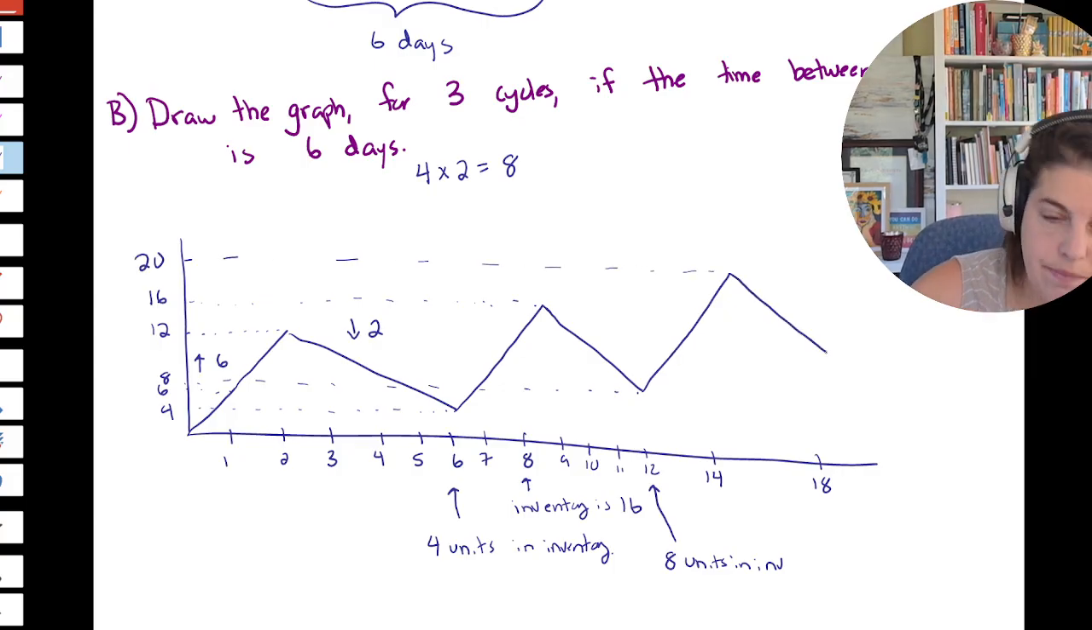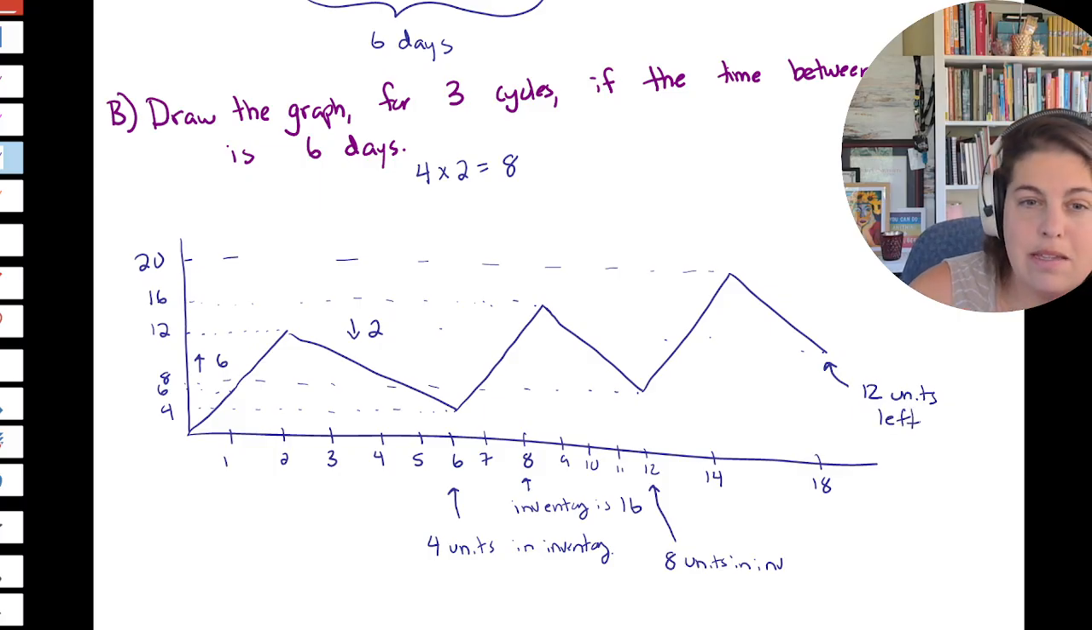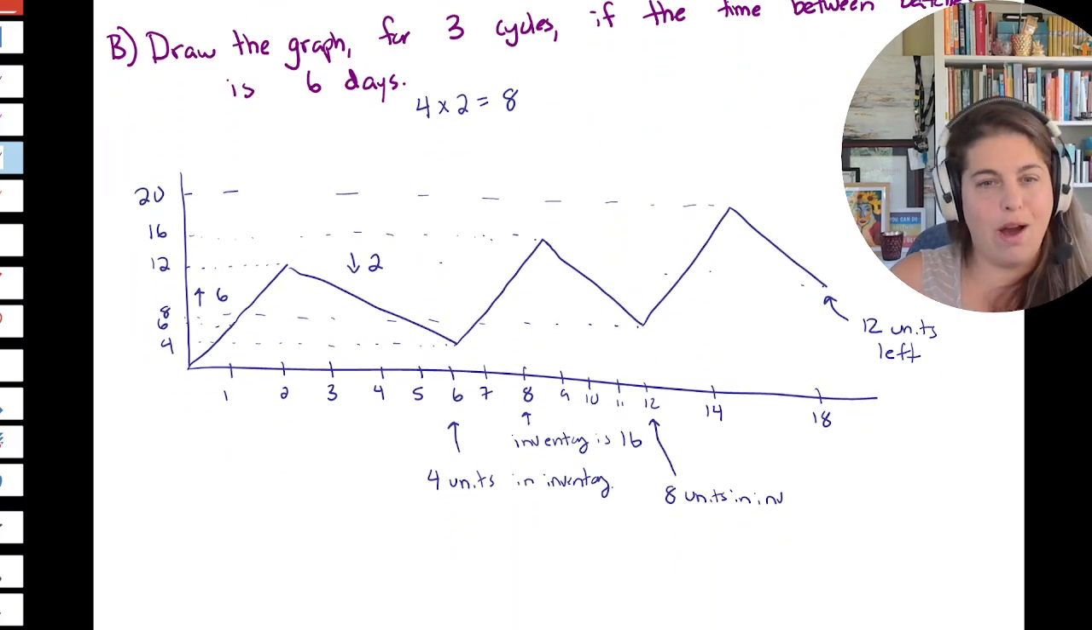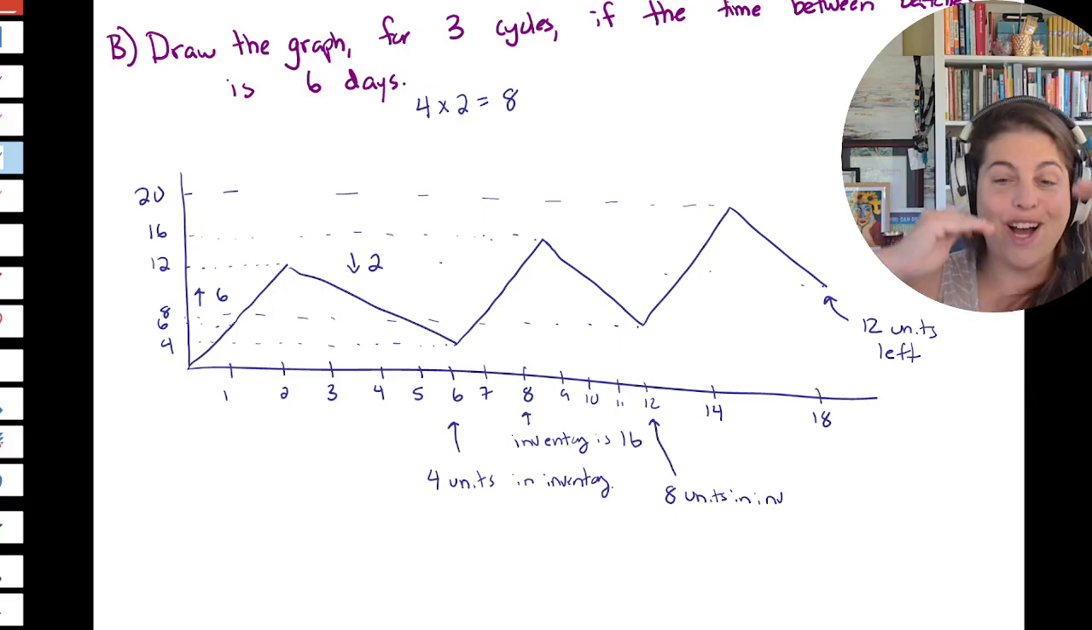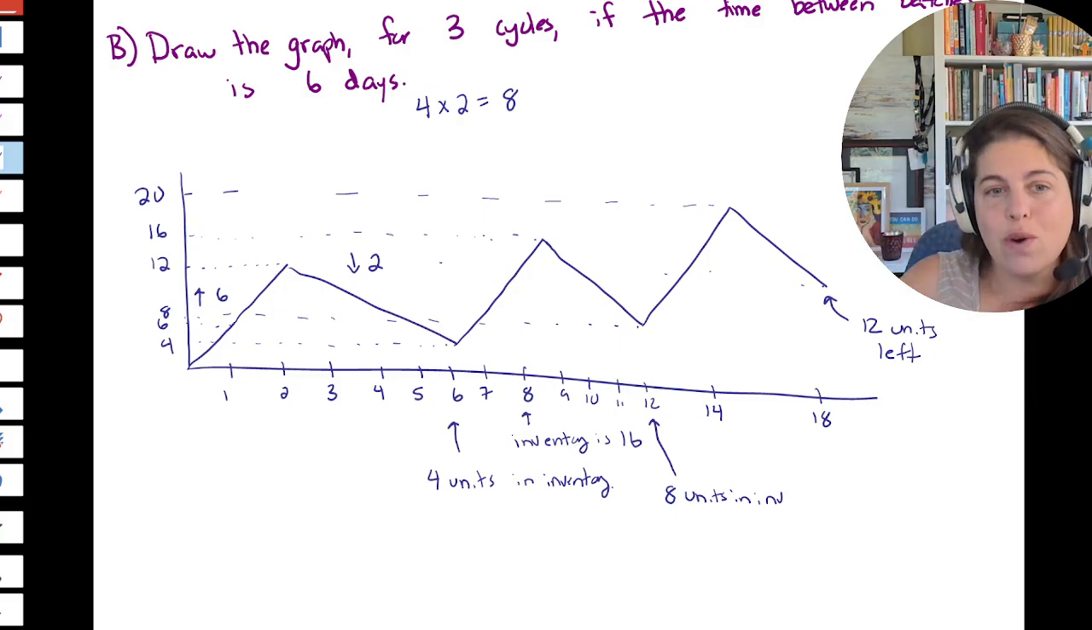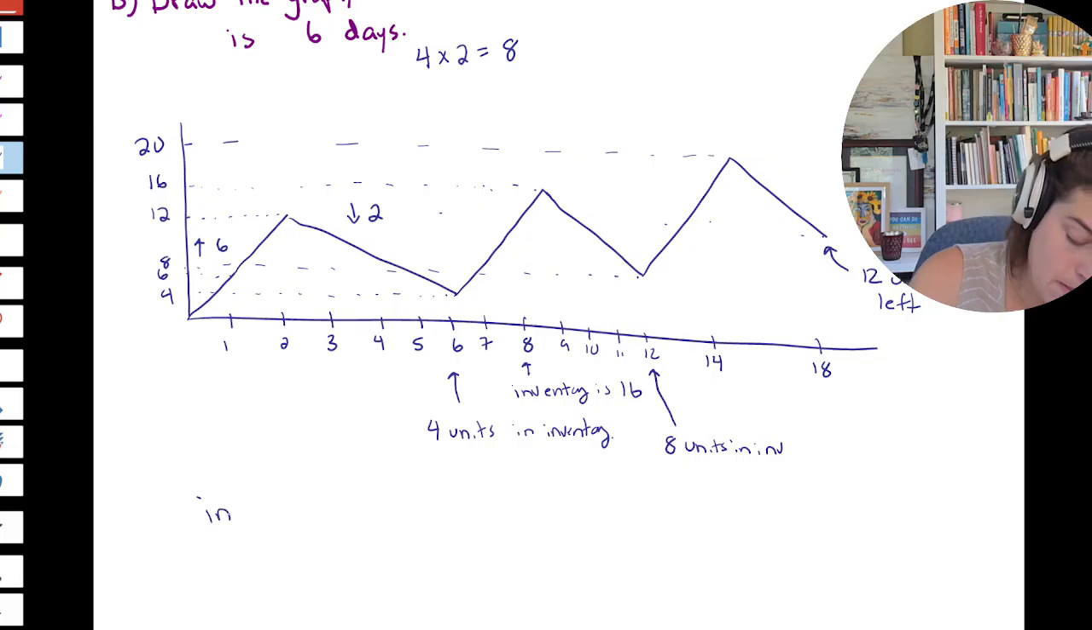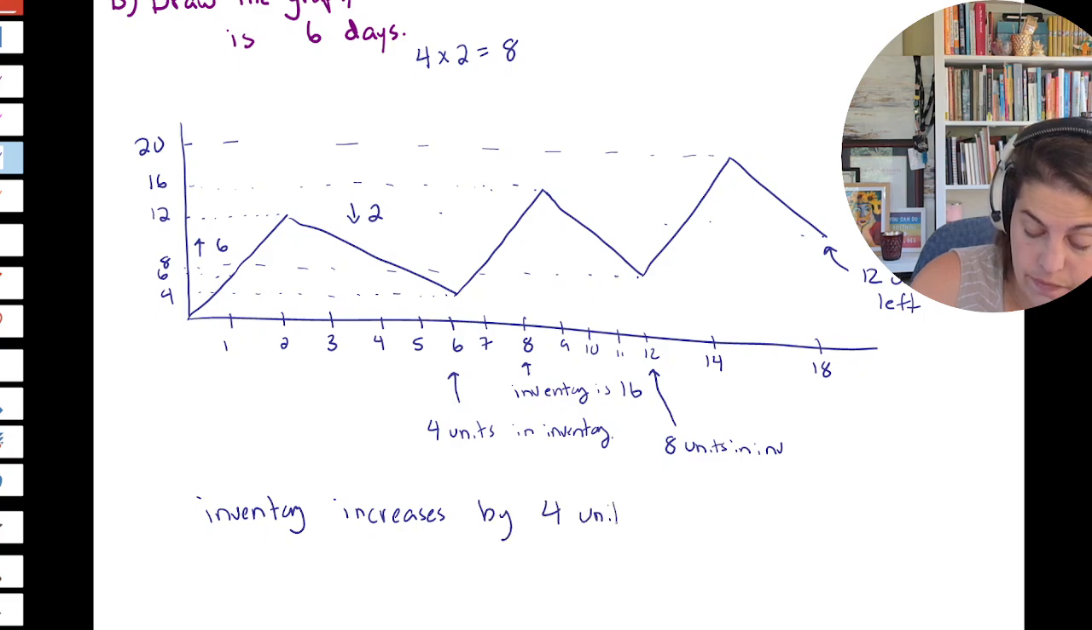And then we go back down. The point here, we're at 12 units left in inventory, is that because we are not coming back to 0 between running our batches, every time we run a cycle, our inventory goes up. Our inventory is going to increase by 4 units per cycle.